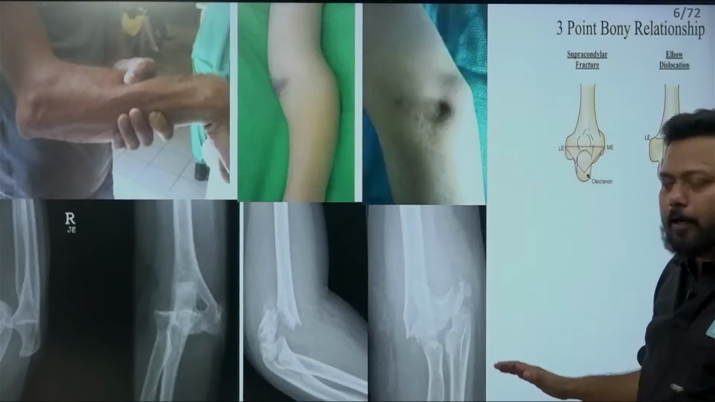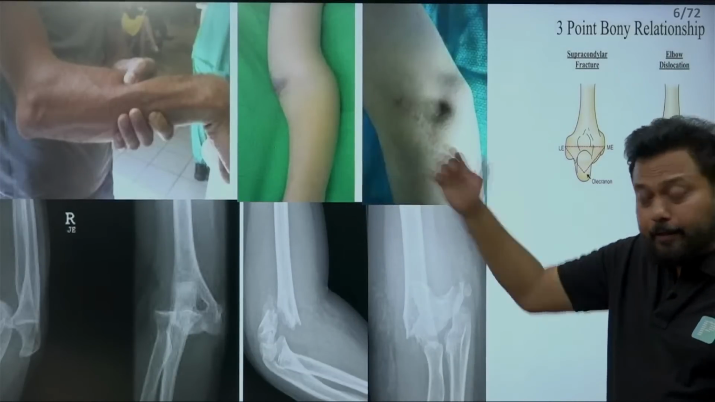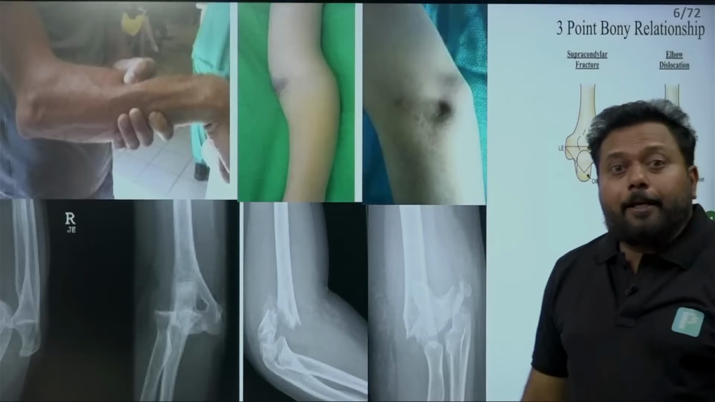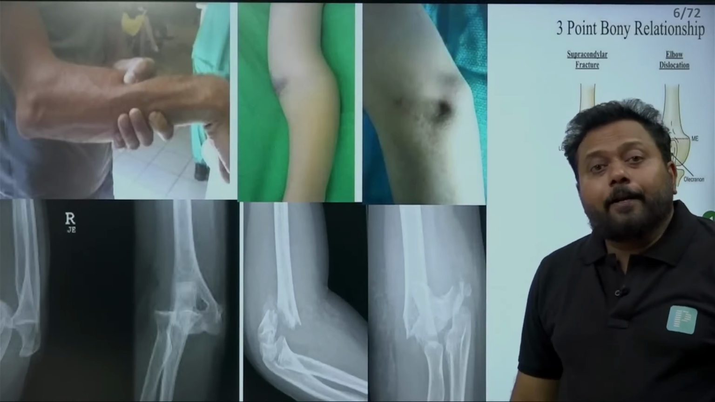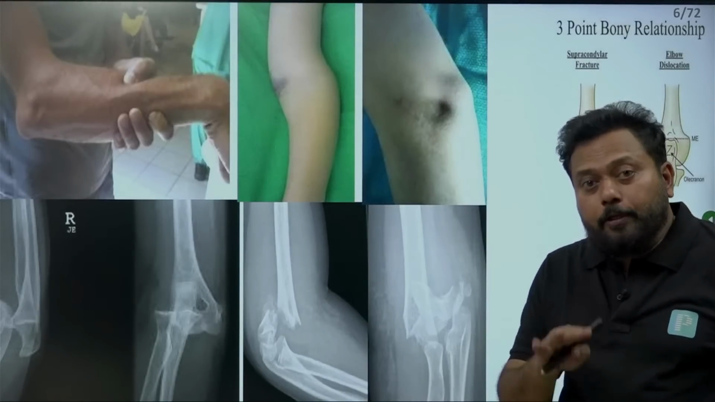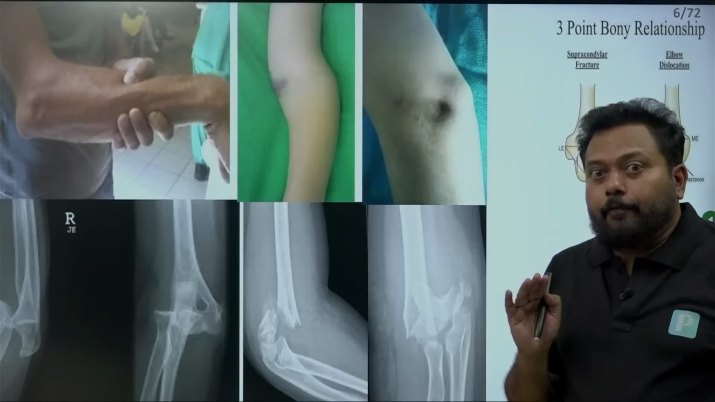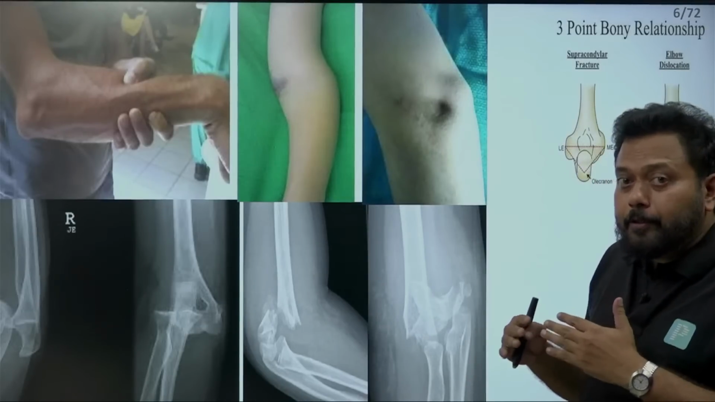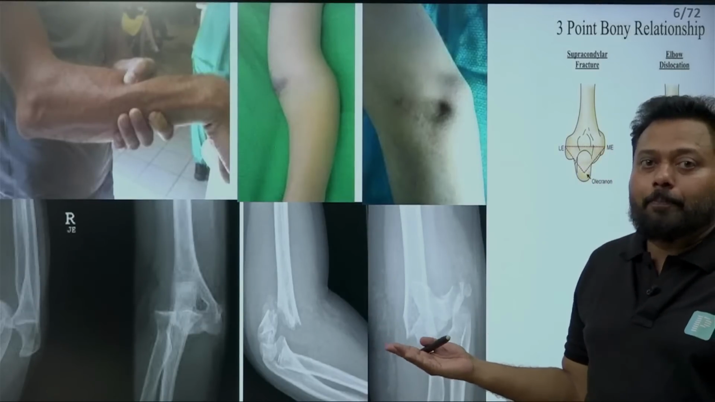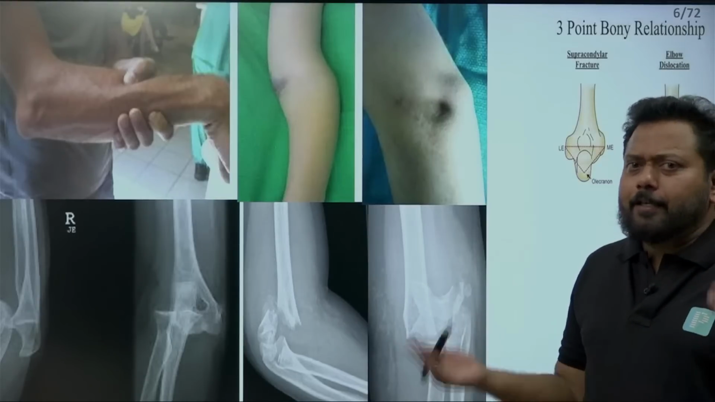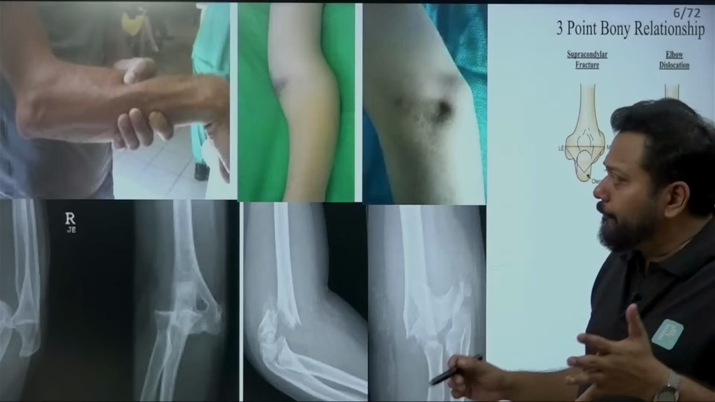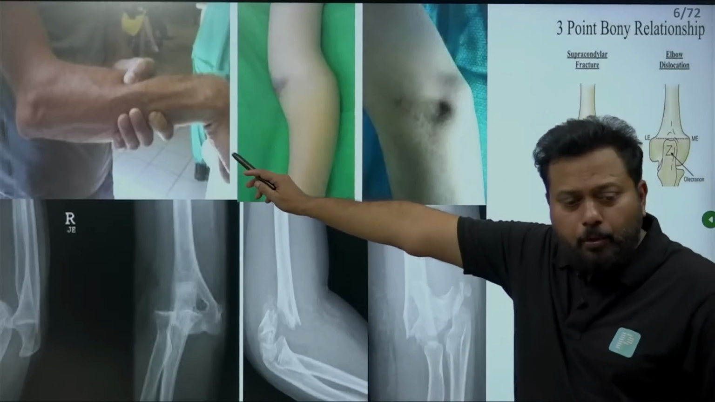All the theory we can't discuss here, but image based, look at that. I told you in the very beginning, clinically it's very difficult to differentiate elbow dislocation from supracondylar fracture. But when we follow certain methods, it's easy to diagnose. We won't miss it clinically. Obviously X-ray will show you that. Clinically, what's the difference? Look at the first picture.